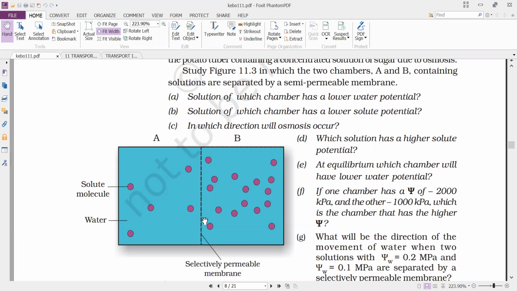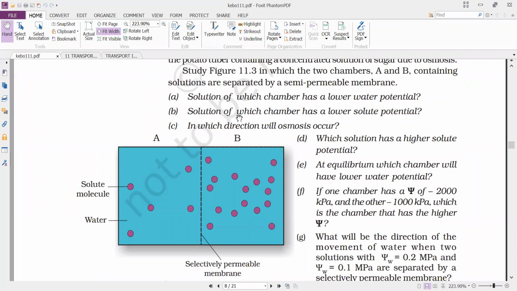The water potential of water will gradually decrease when you are adding solute particles. How much you add the solute particles, that much is the decrease in the water potential. So as chamber B has more solute molecules, automatically chamber B will have the lower water potential.